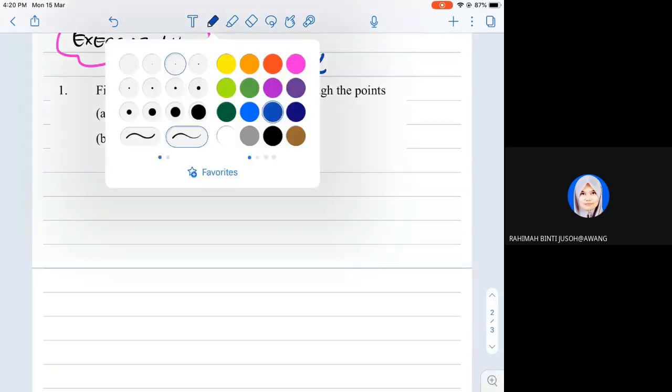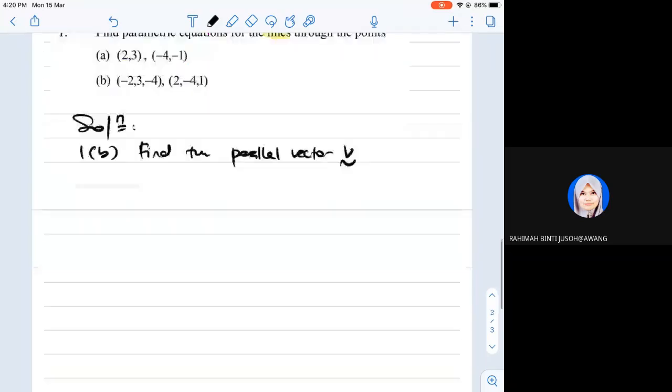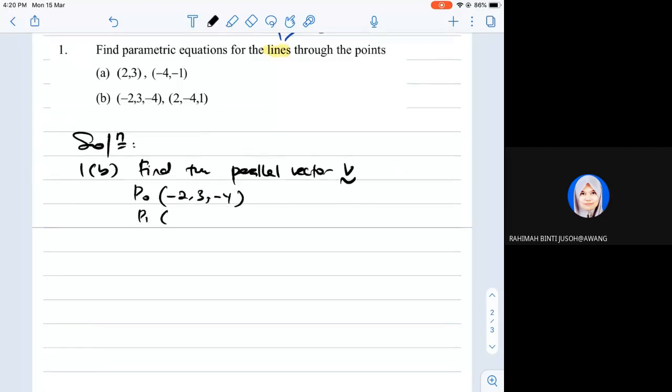Let's say I solve question 1B. Question 1A quite easy, just the coordinates. So we proceed to question 1B. First, find the parallel vector V. In order to find the parallel vector V, let's say we declare P0. You choose P0 from the 2 coordinates. Let's say P0 equals -2, 3, -4, and then P1, saya denote sebagai P1, titik yang kedua ni adalah 2, -4 and 1.